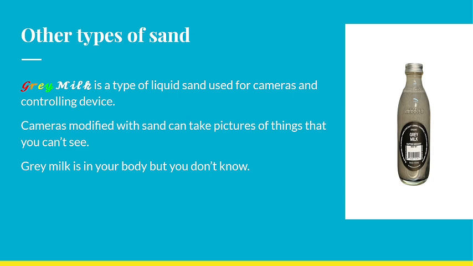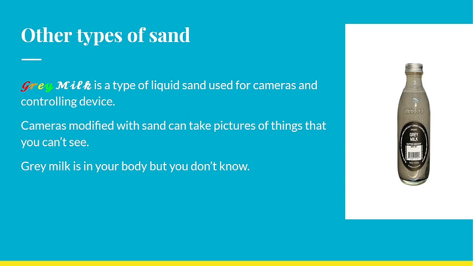Well, I actually like to drink gray milk because of its high fructose content. It's actually rich in fructose and also uranium, which your body needs. But it's a type of liquid sand, which they use for cameras and controlling devices. The thing is, it gives the cameras abilities to take pictures of things that you can't see. So this could be ghosts. This could be government ghosts. It could be evil spies. And music. It can see music too. Yep. Which music is gay and owned by the government, I should also say.